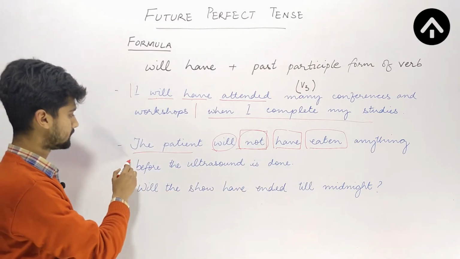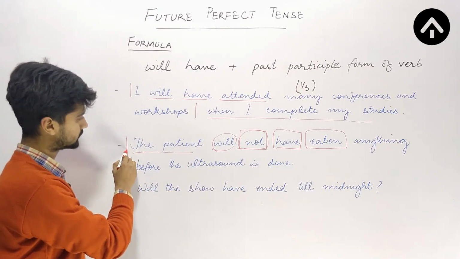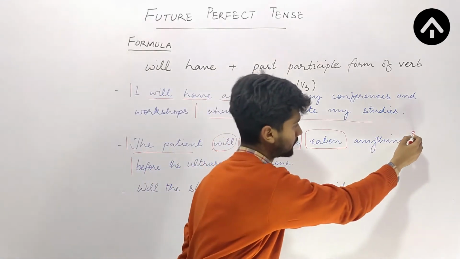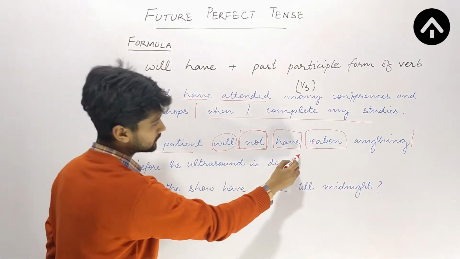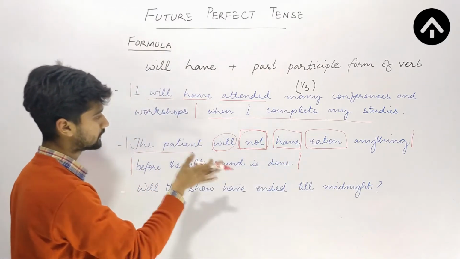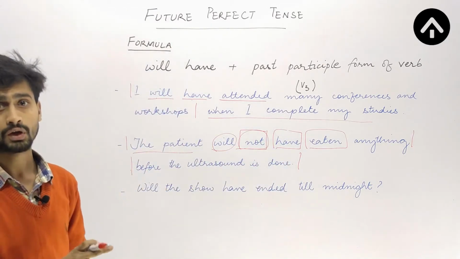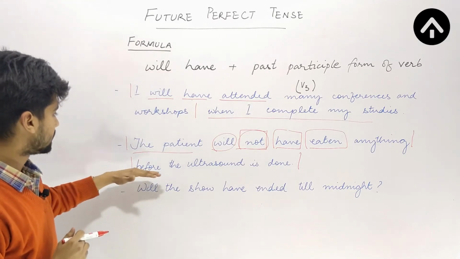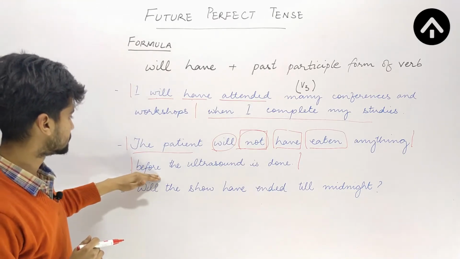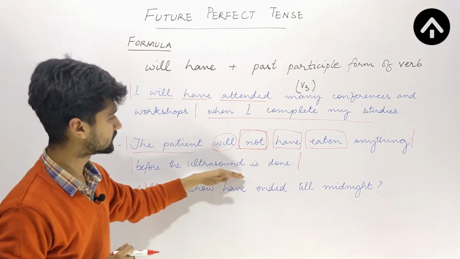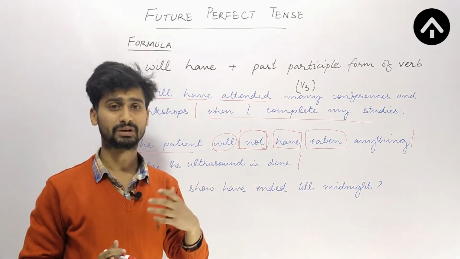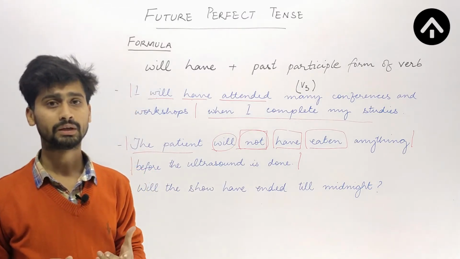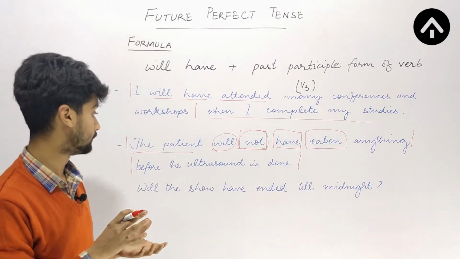Again, here we have two different clauses. The first clause begins from "the" and ends at "anything". The second clause begins from "before" and ends at "done". So this is a complete sentence containing two different clauses. The second clause starts with this conjunction: before the ultrasound is done. This is again a kind of simple present tense, in its passive version.